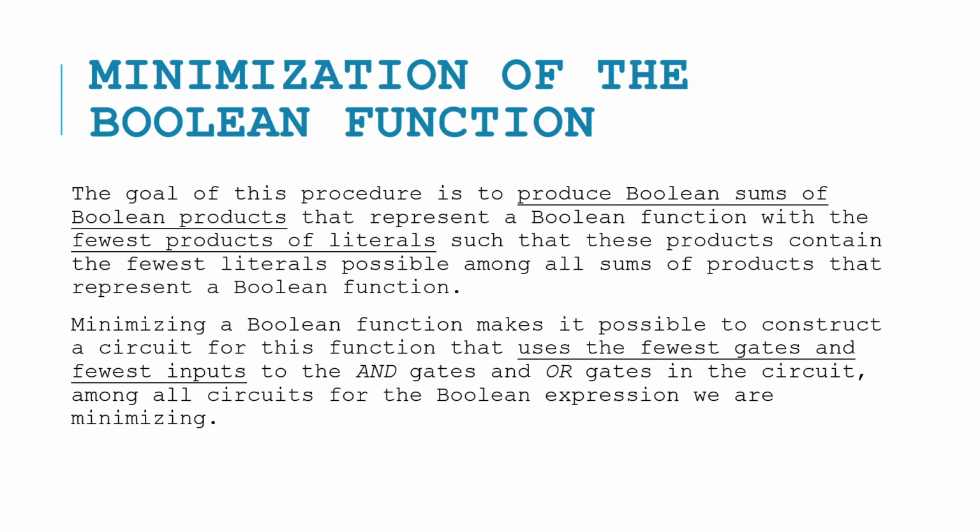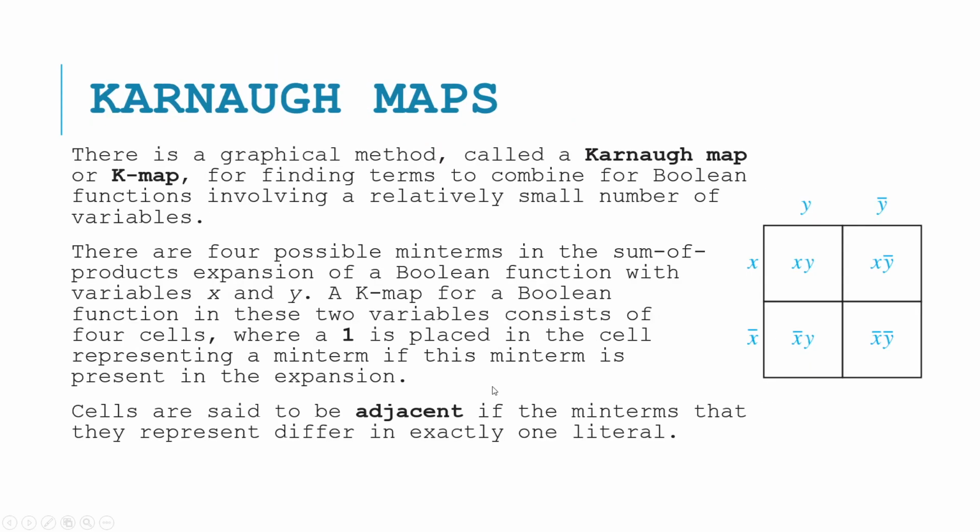Basically, minimizing a Boolean function allows us to create a circuit that uses the fewest gates and the fewest inputs possible, which gives us a more efficient and even cheaper circuit when we design it. And that's what we really want, right? We want to be efficient. We want things to be cheap if it's possible. So minimization of a Boolean function can be done by using Karnaugh maps.